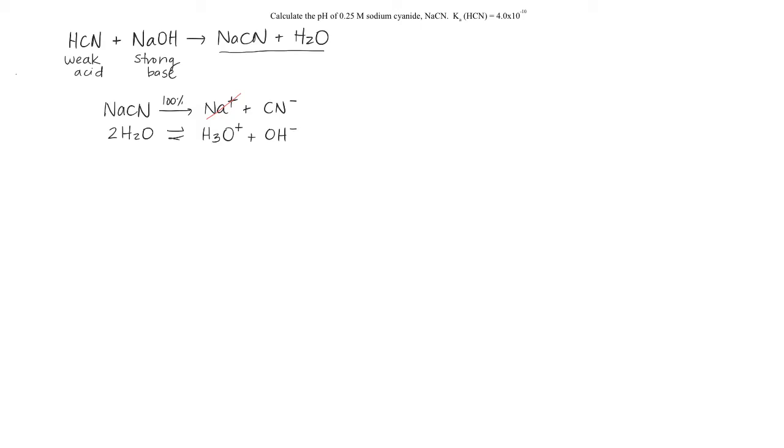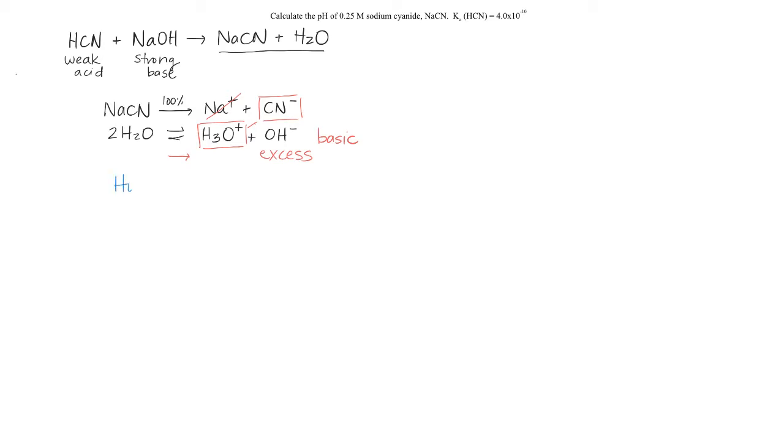However, cyanide is the conjugate base of a weak acid and can react with water, and it will react with the hydronium ions. Using up the hydronium ions will force the reaction to the right, and an excess of OH- ions will be present, which makes this salt basic.